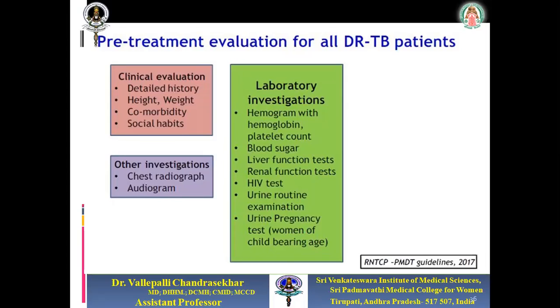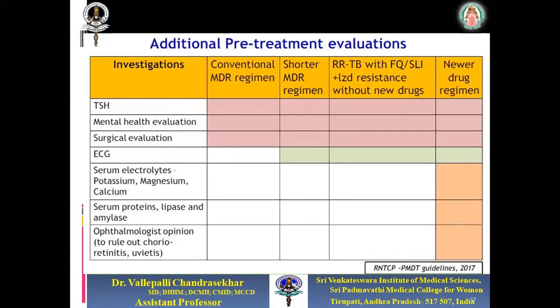Then liver function tests, renal function tests, HIV test, urine routine examination, and urine pregnancy test if they are a woman of childbearing age group, that is 15 to 45. Other investigations we will advise are chest radiograph or audiogram. Additional pre-treatment evaluations we will order are TSH for thyroid, mental health evaluation, and surgical evaluation for all the regimens. When you are starting the conventional regimen, shorter or rifampicin resistant TB regimen or newer drug regimen, you have to order all these tests.